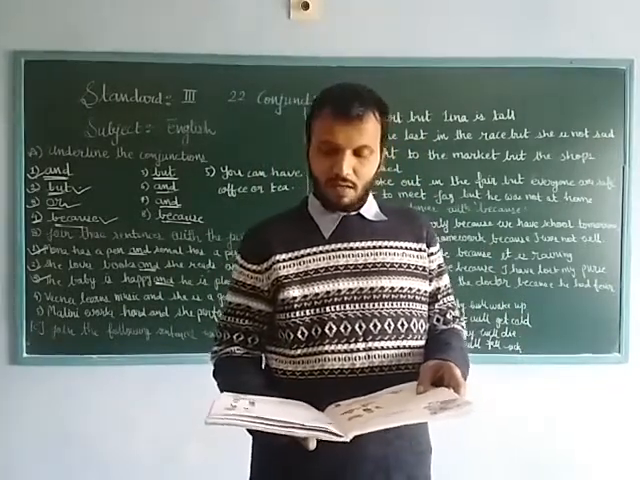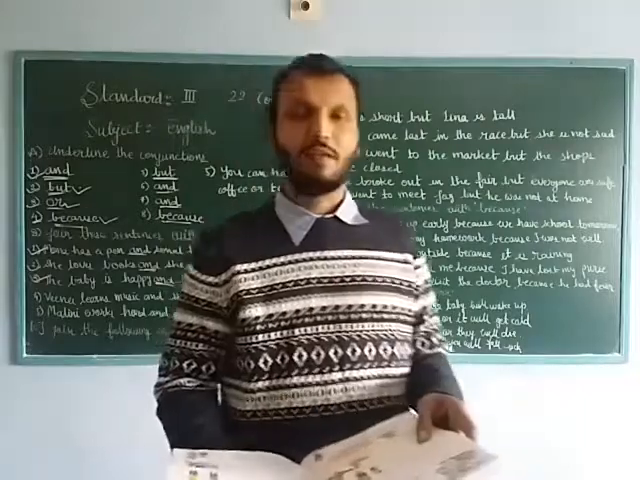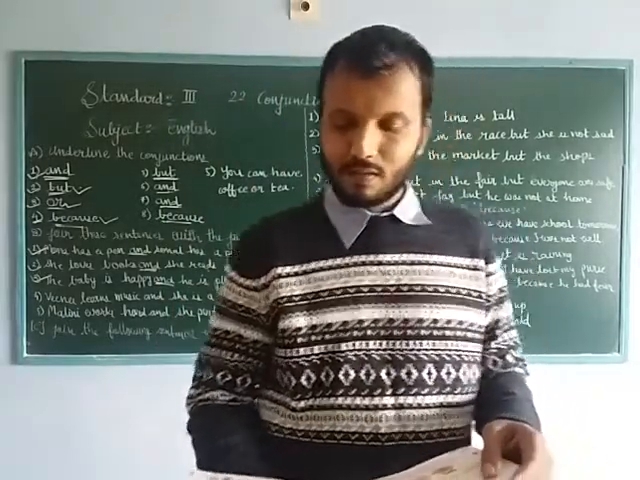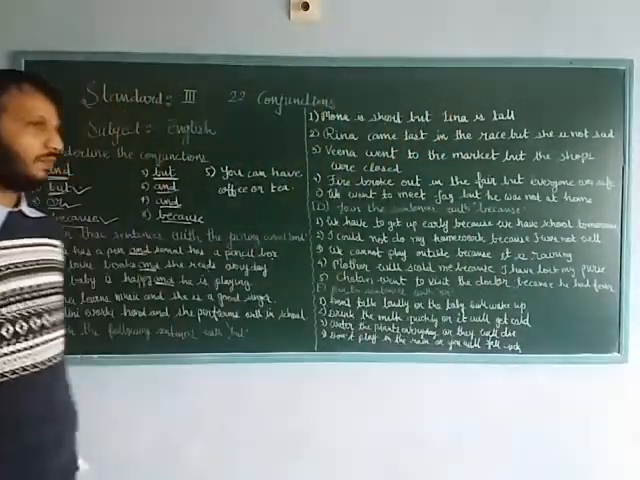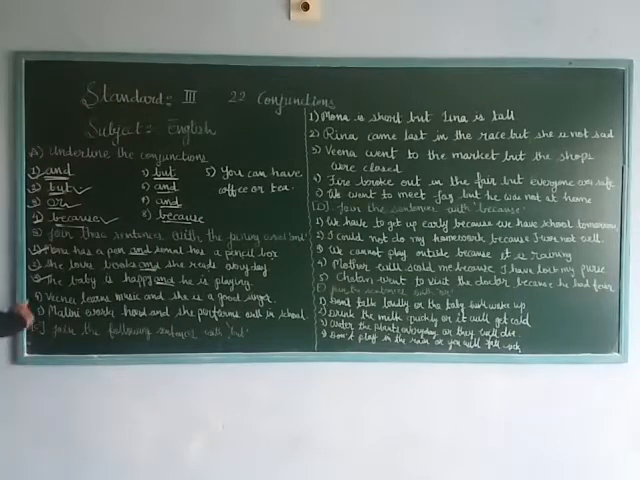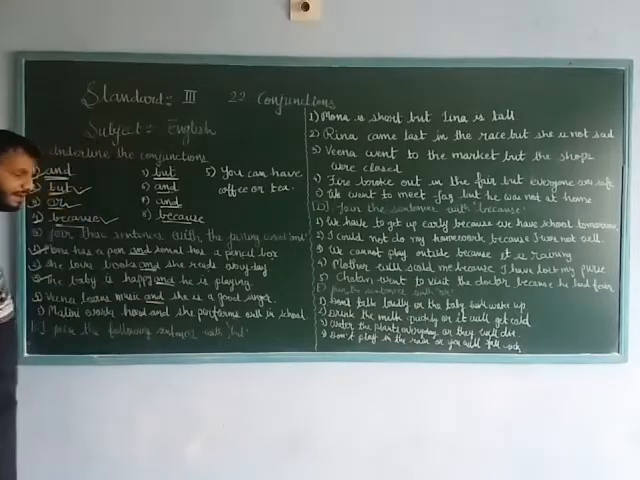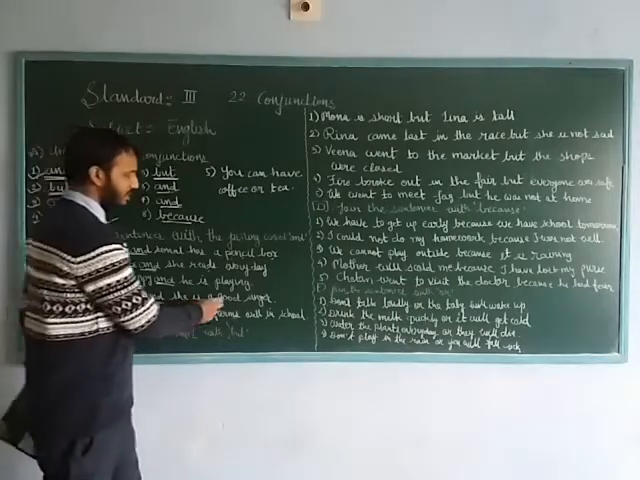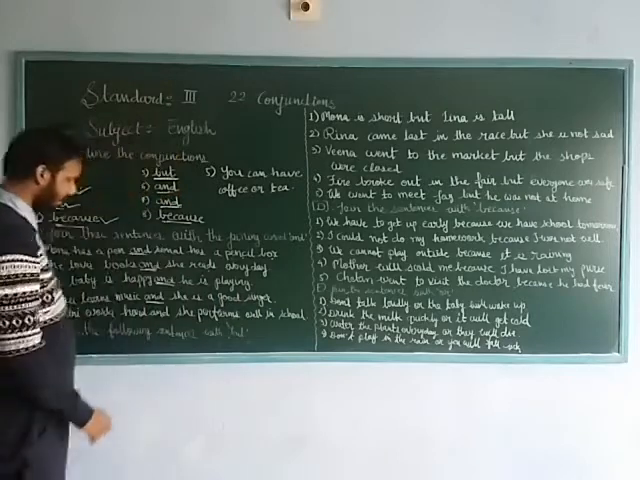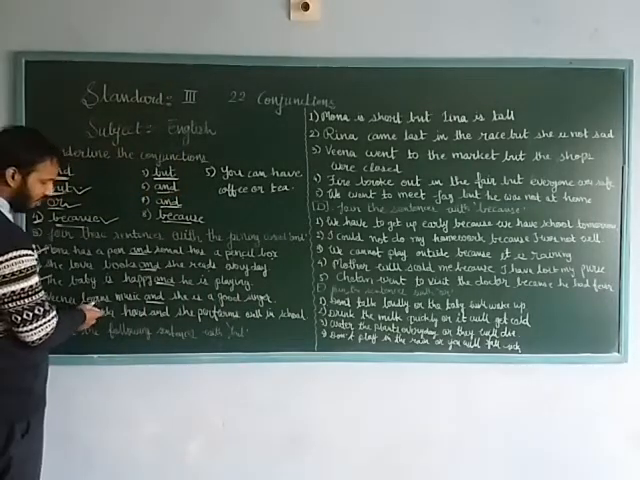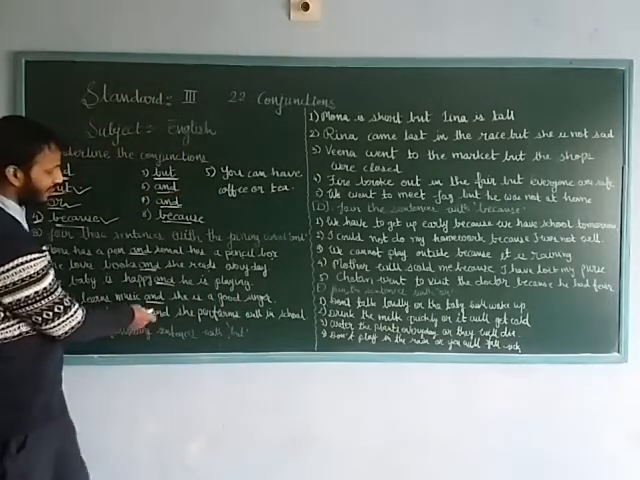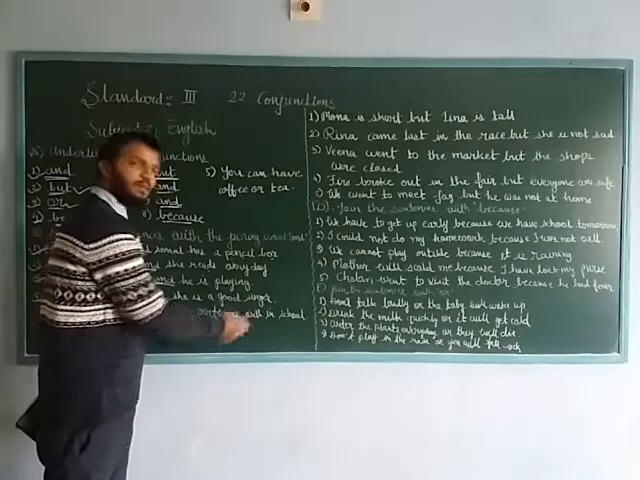Fourth number, Veena loves music. She is a good singer. So if I want to join these sentences, I have joined them over here. Veena loves music, and I have added and. She is a good singer. What is the answer? Veena loves music and she is a good singer.